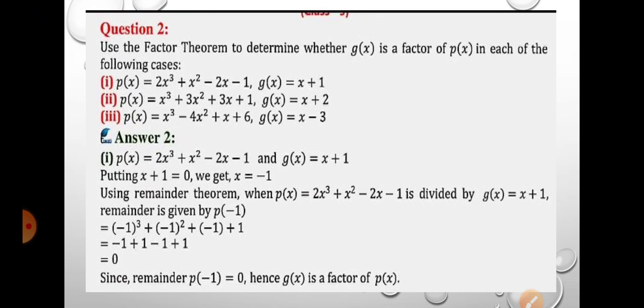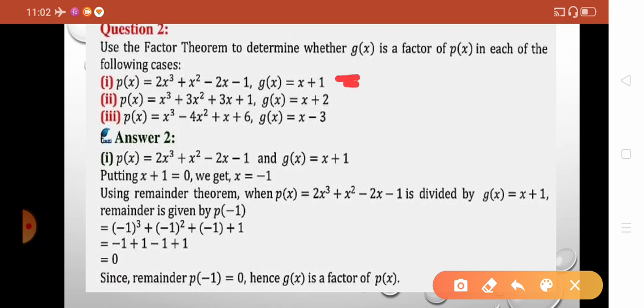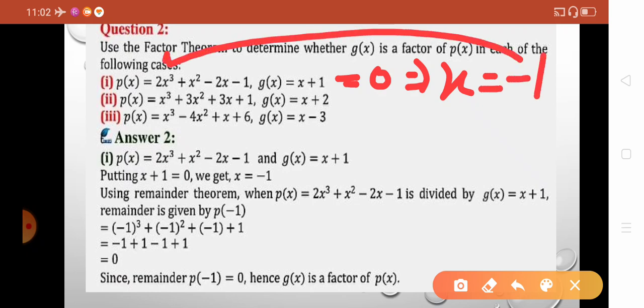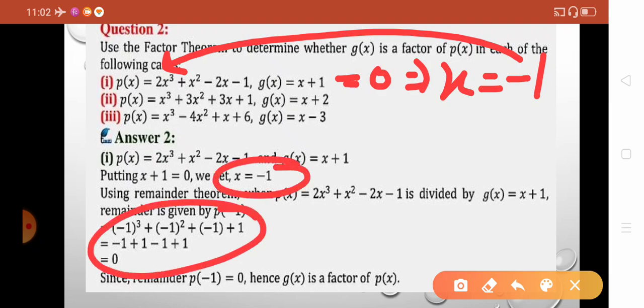Now let us move to our next question. Use the factor theorem to determine whether g(x) is a factor of the polynomial p(x) or not. So we are given g(x) and we have to find out whether g(x) is a factor of p(x) or not. The first thing that you have to do is put g(x) equal to 0. Here we are given g(x) is equal to x plus 1, we will put it as 0, and from here we will get x is equal to minus 1. The next step is to put x equal to minus 1 into p(x). If the answer comes out to be 0, that means g(x) is a factor of p(x). After putting x equal to minus 1 into p(x), we will get the answer equal to 0. So here g(x) is a factor of p(x).